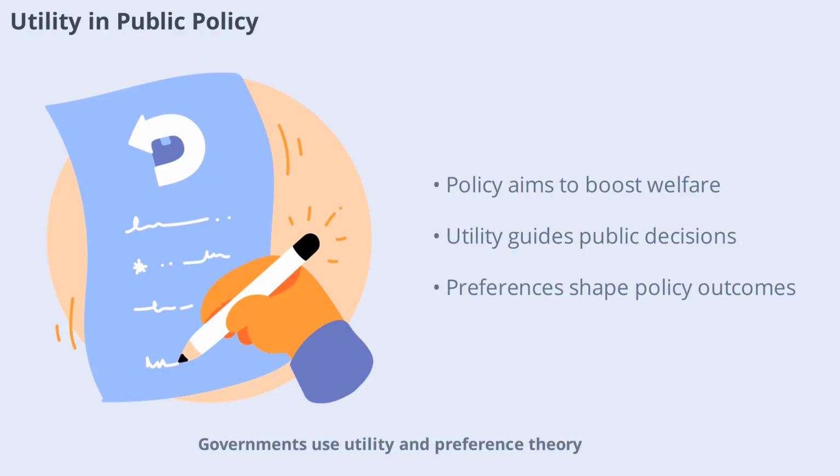Governments use utility and preference theory to design policies that improve social welfare. For example, tax policies, subsidies, and public goods provision are often evaluated based on their impact on overall utility. Understanding how people derive satisfaction from different goods and services helps policymakers make better decisions.